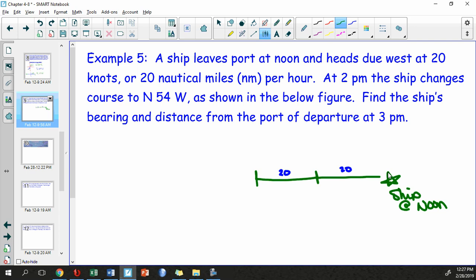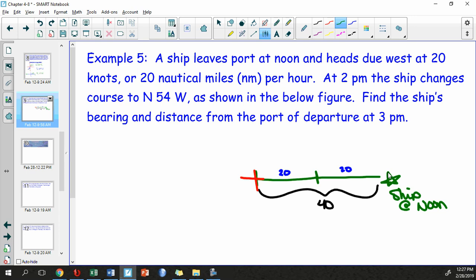So how many total nautical miles have I gone? 40. That would make sense, right? So together I've traveled 40 nautical miles. Now, here's the thing. At this point, I'm going to go ahead and put a red axis there. Why am I putting a red axis there?